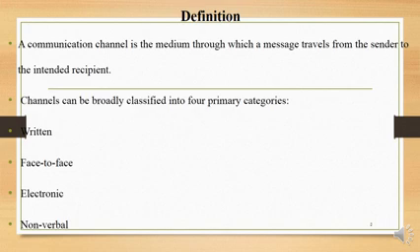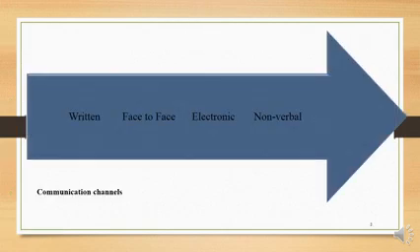Channels can be broadly classified into four primary categories. We have the written channel, the face-to-face, the electronic, and non-verbal channel. Communication channels, you can see it: the written, the face-to-face, the electronic, and non-verbal.